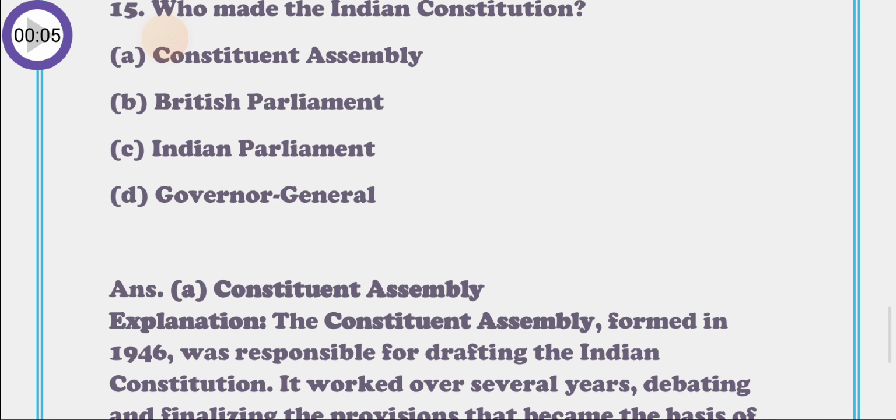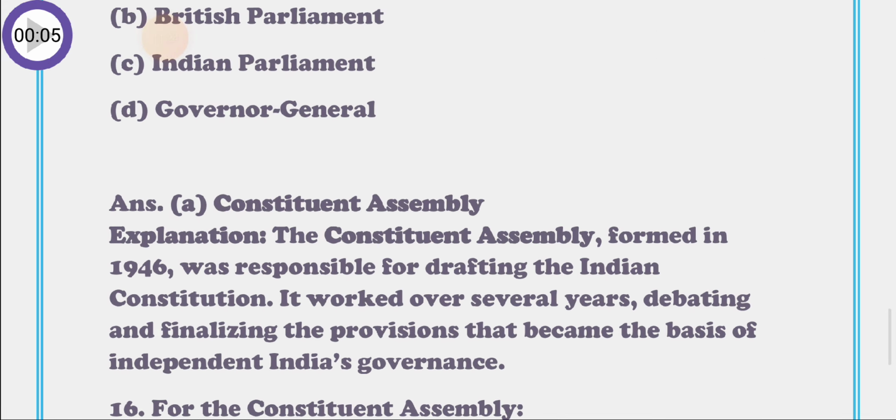So the answer is A. Constituent Assembly. The Constituent Assembly formed in 1946 was responsible for drafting the Indian Constitution. It worked over several years debating and finalizing the provisions that became the basis of independent India's governance.